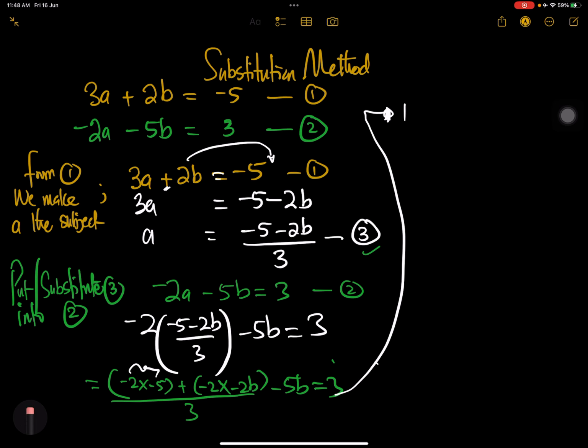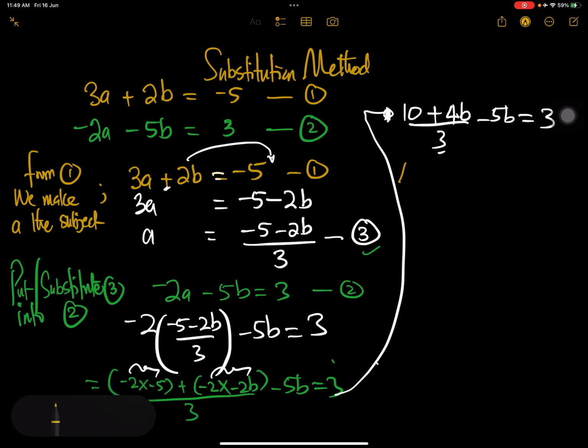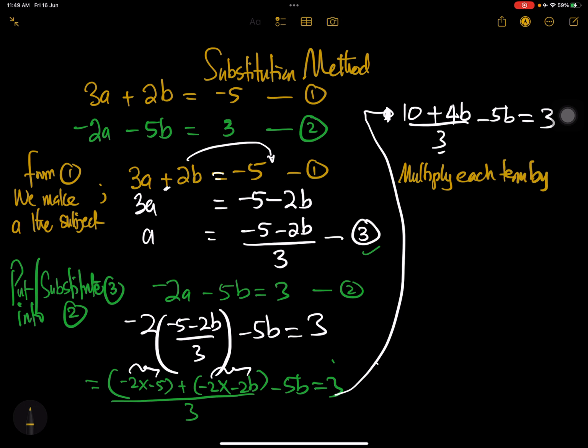And then plus, why plus? Because if you look at this, negative 2 times negative 2b is plus 4b. It's plus 4b, and then we divide that by 3, and then we add minus 5b, which is equal to 3. What we can do is multiply each term by 3 so that we can eliminate this 3 here. So we're going to multiply each term by 3 so we can eliminate.